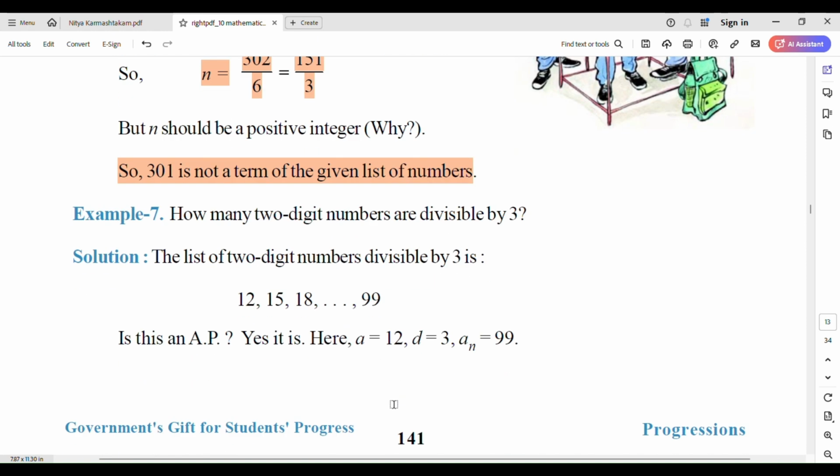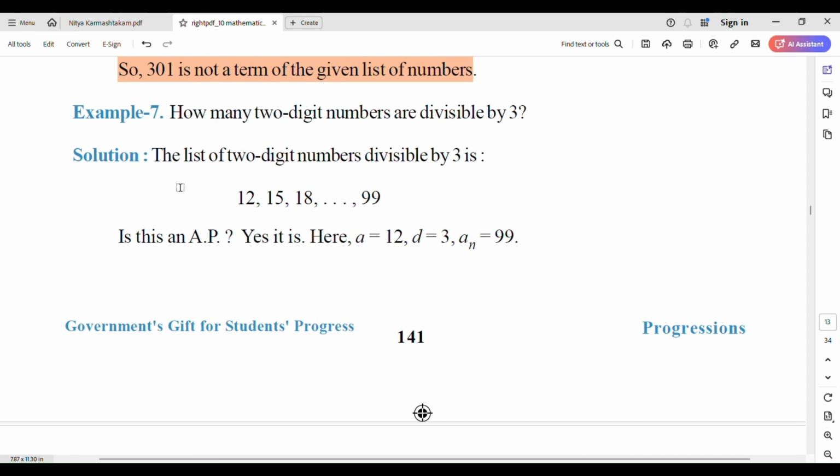Now next example. How many two-digit numbers are divisible by 3? These kinds of questions can also be solved using the nth term and arithmetic progression. List of two-digit numbers divisible by 3. They start from 12, right? 12 is the first two-digit number divisible by 3. So 12, 15, 18, the series goes like this up to 99. So we need to find out how many such numbers are there. What is the value of n we want to know.